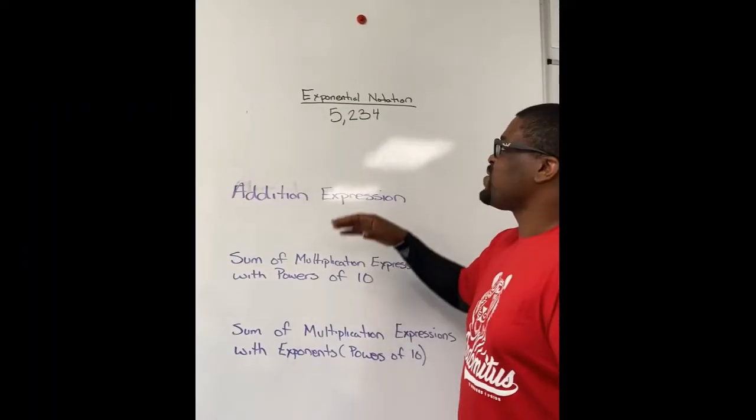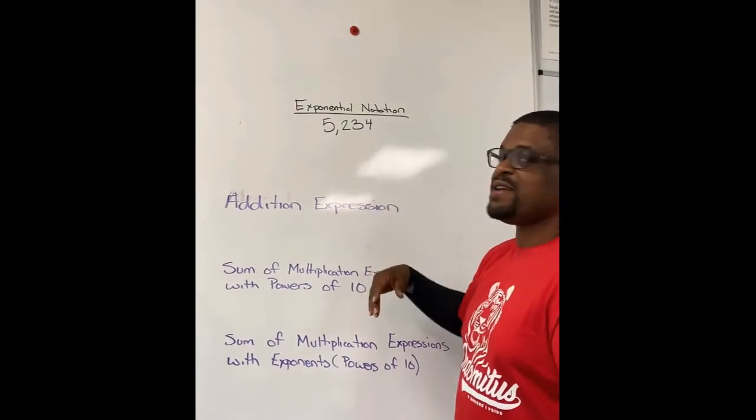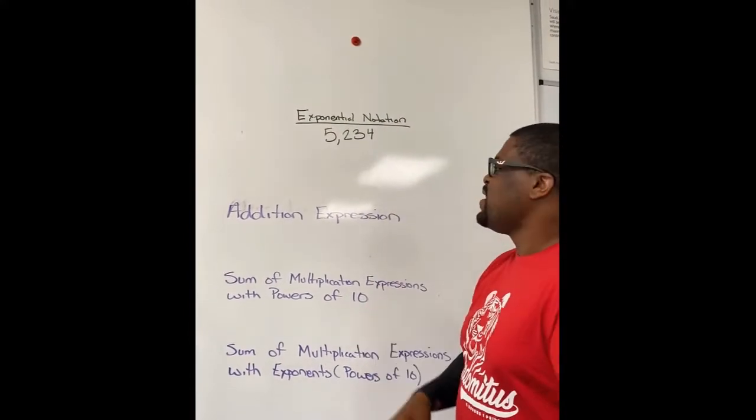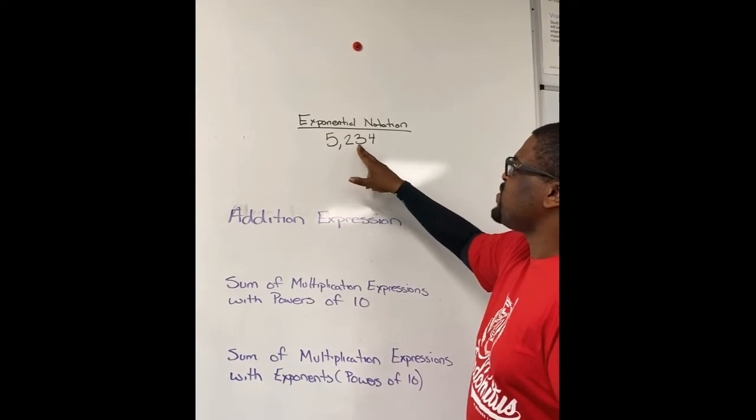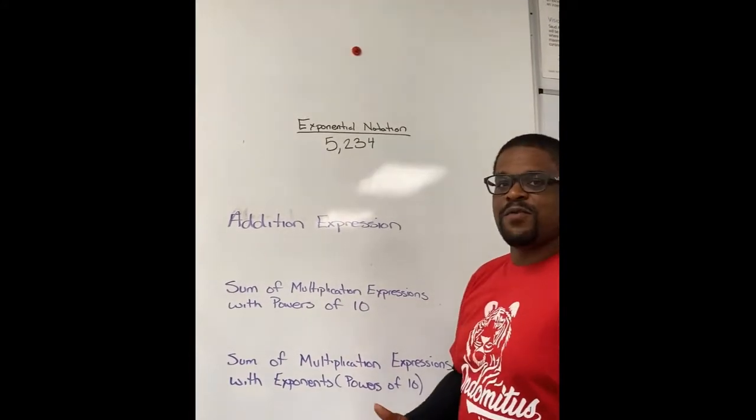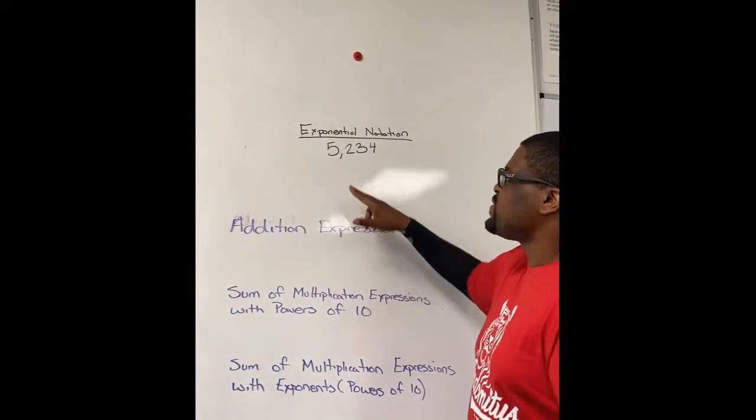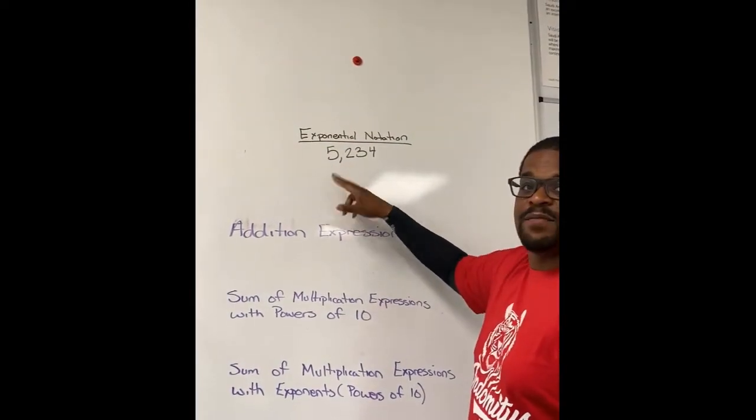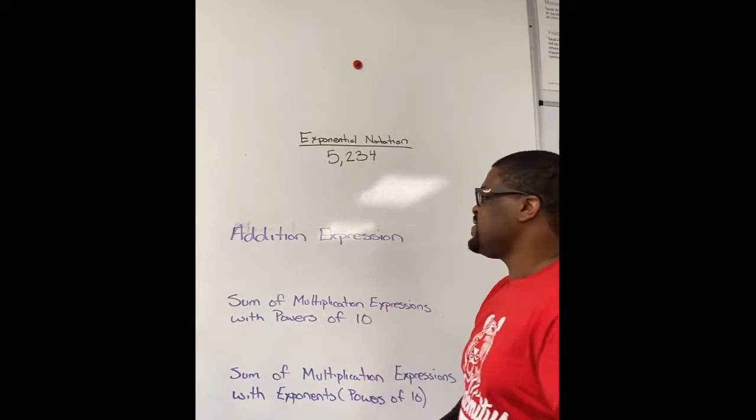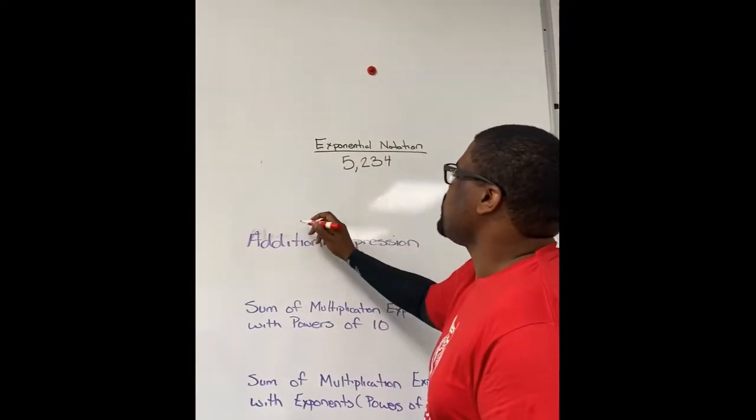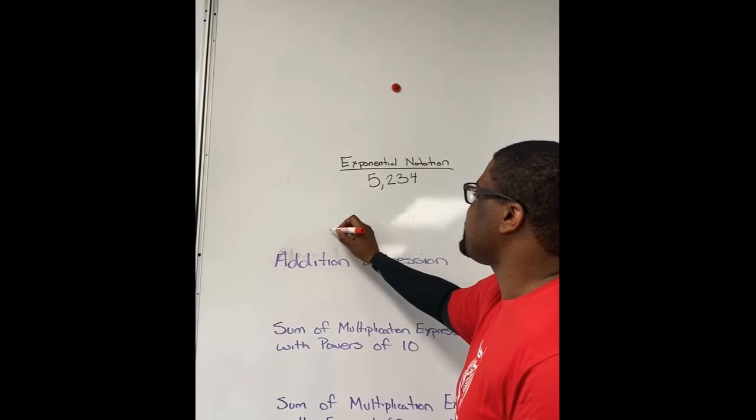We're here again. I'm going to show you how to take this number and write it in exponential notation. Our number is 5,234. And the first way we want to write this is in addition, as an addition expression. So what we want to do is we want to take this number and be able to show the value of each digit. So here we have our 5, which is in the thousands place.